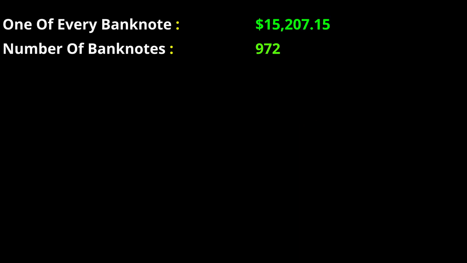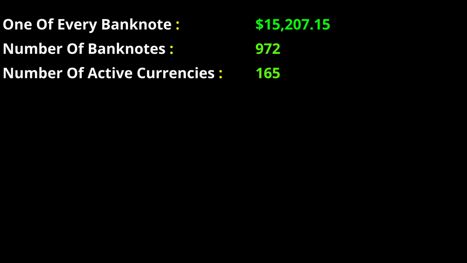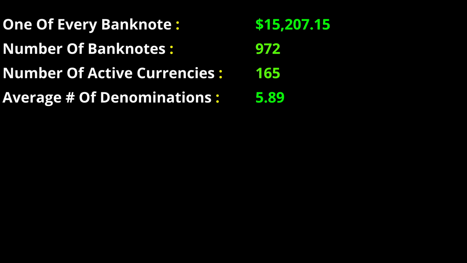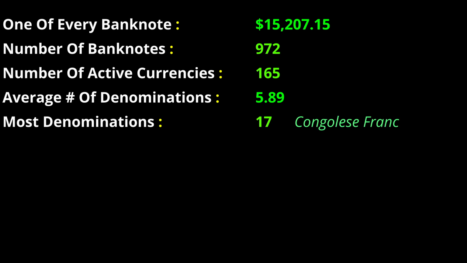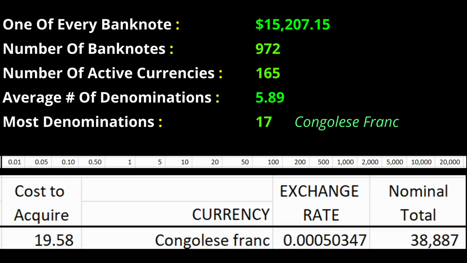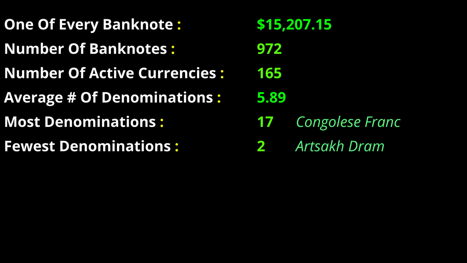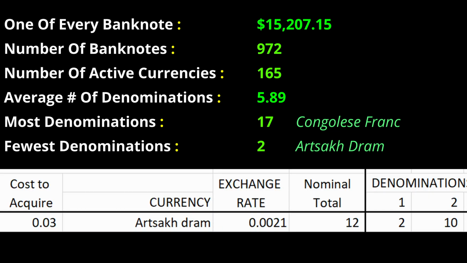There are 972 banknotes currently in use around the world being used by 165 currencies. The average number of denominations per currency is 5.9, and the currency with the most number of unique banknotes is the Congolese franc, which has 17 different denominations. Now, if you ignore the questionably included Abkhazian apsar, the currency with the least number of denominations is the Artsakh dram, which only has 2 denominations.